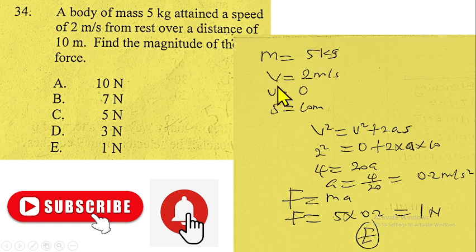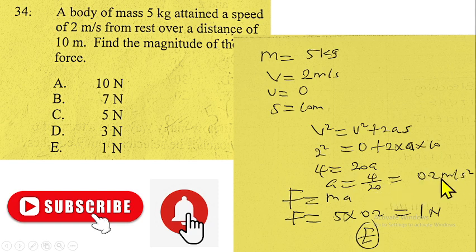So we are given the mass and the velocity. The body moves from rest, that means the initial velocity is 0 and the distance is 10 meters. Given all this, we can find the acceleration of the body. If you substitute that into v squared equals u squared plus 2ax, we find the acceleration a of the body to be 0.2 meter per second squared.